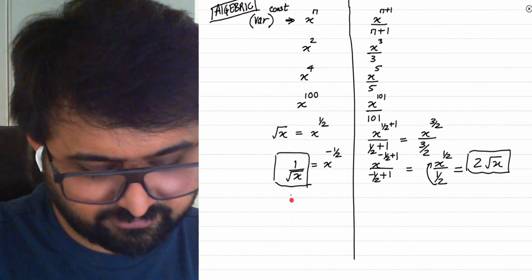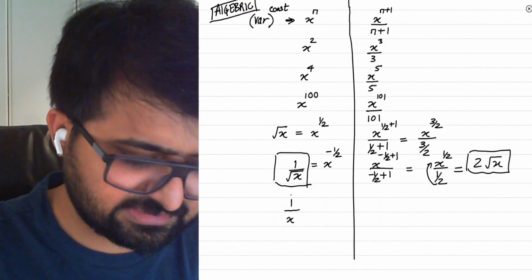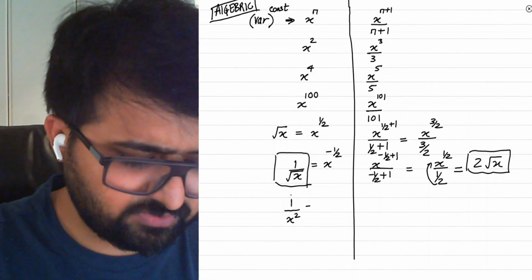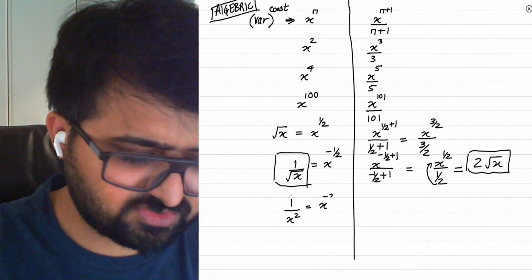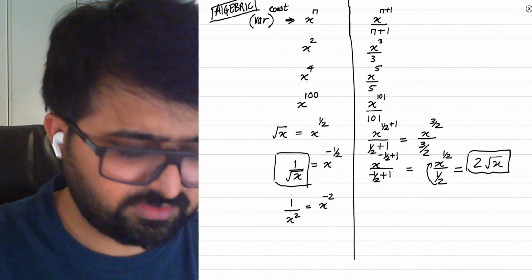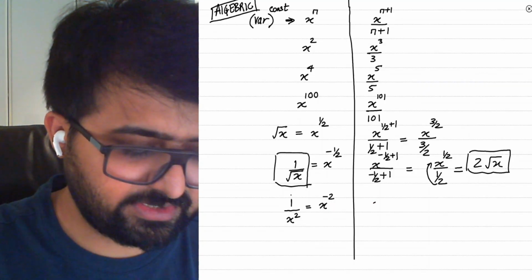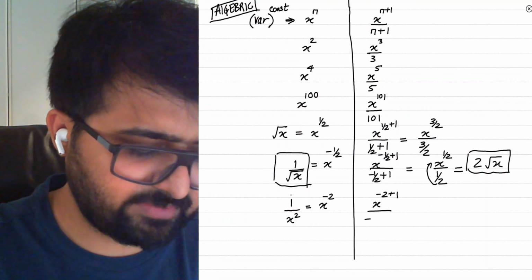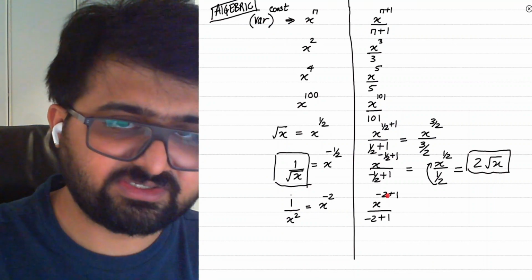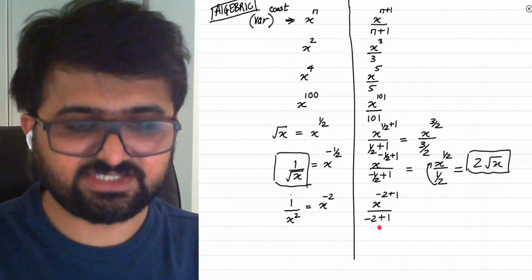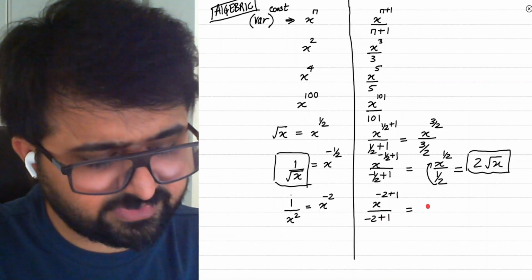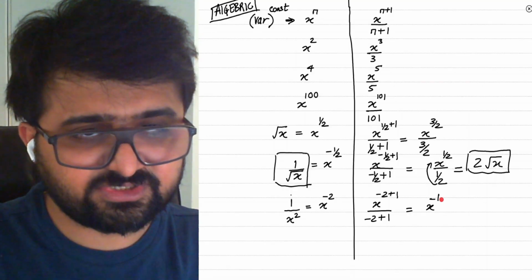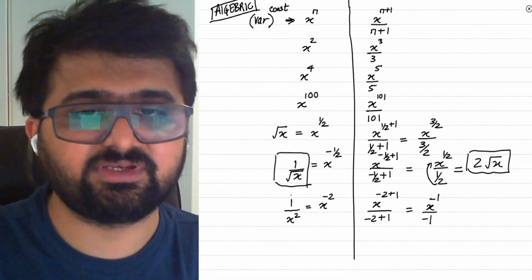Let's say the function was 1 upon x squared. Now we know 1 upon x squared can be written as x to the power minus 2. Using the same logic, this can be written as x to the power minus 2 plus 1, divided by minus 2 plus 1. So you increase the power by 1 and divide by the new power. This will be x to the power minus 1, since minus 2 plus 1 is minus 1, divided by minus 1.